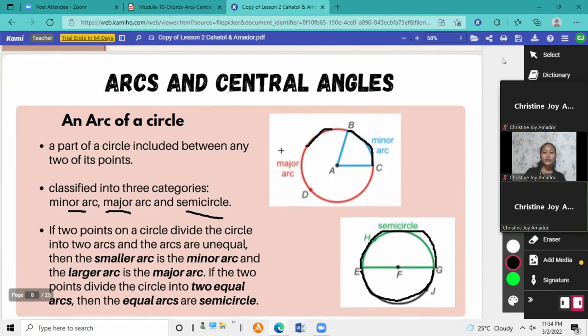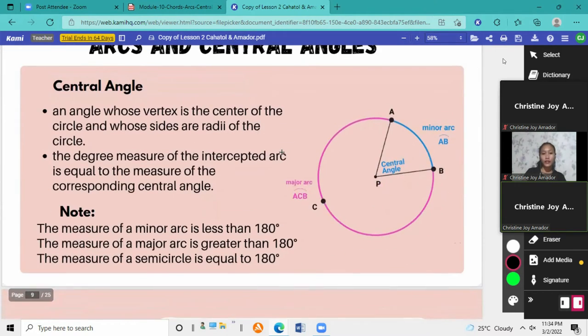And let us proceed to the central angle. So what is central angle? The central angle is an angle whose vertex is the center of the circle and whose sides are radii of the circle.